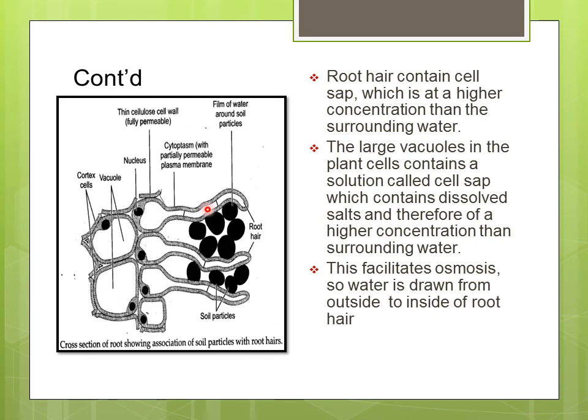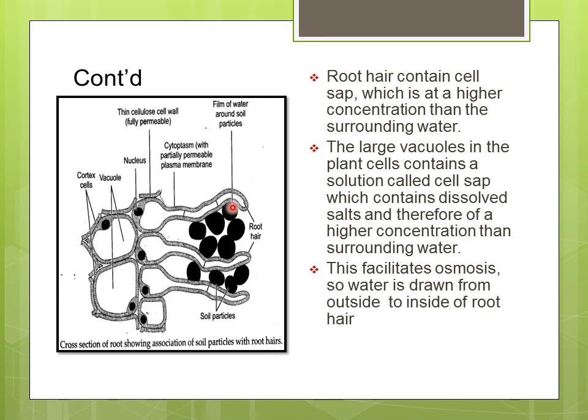Is it clear to everyone? So this is the soil particles, this is the root hair. So water from the soil particles is being absorbed to the root hair, which is having large vacuoles, and the cell sap is there which contains dissolved salts and therefore is of a higher concentration than the surrounding water. So it is clear to everyone, children. Can we move on to the next one?